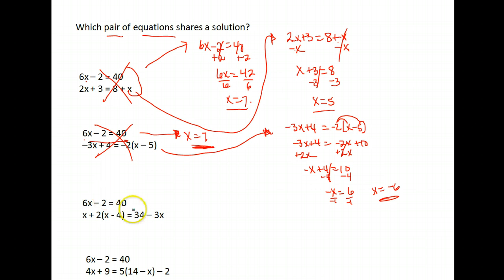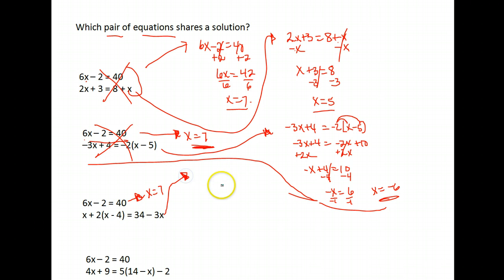Alright, we move on to the next one. Again, we know the solution to this equation is x equals 7. Let me corner things off here a little bit so we have a little more room. Okay, now let's solve this equation here. Okay, so we have x plus 2 times (x minus 4) equals 34 minus 3x. We need to solve this. Again, we have parentheses, so I distribute to remove them.